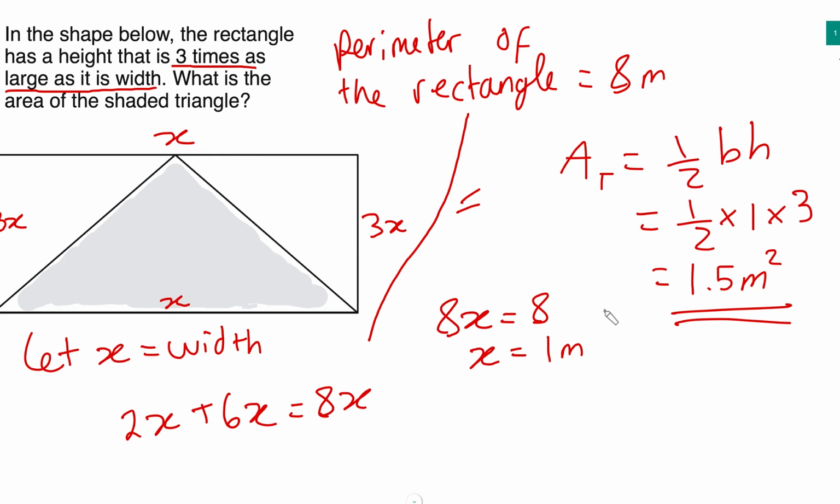Once we found x was 1 meter, we wrote down the formula for the area of a triangle. Now this bit's important because it's actually asking us not for the area of the rectangle, but the area of the shaded triangle. So we have a half stays the same. Now the base was 1. Now why was it 1? Because this length is x and x is 1. Now the height is 3. Now if you remember, it's very, very important that the height is perpendicular to the base. And this height is 3x. 3 times 1 is 3. We put it all into the equation and we got 1.5 meters squared.